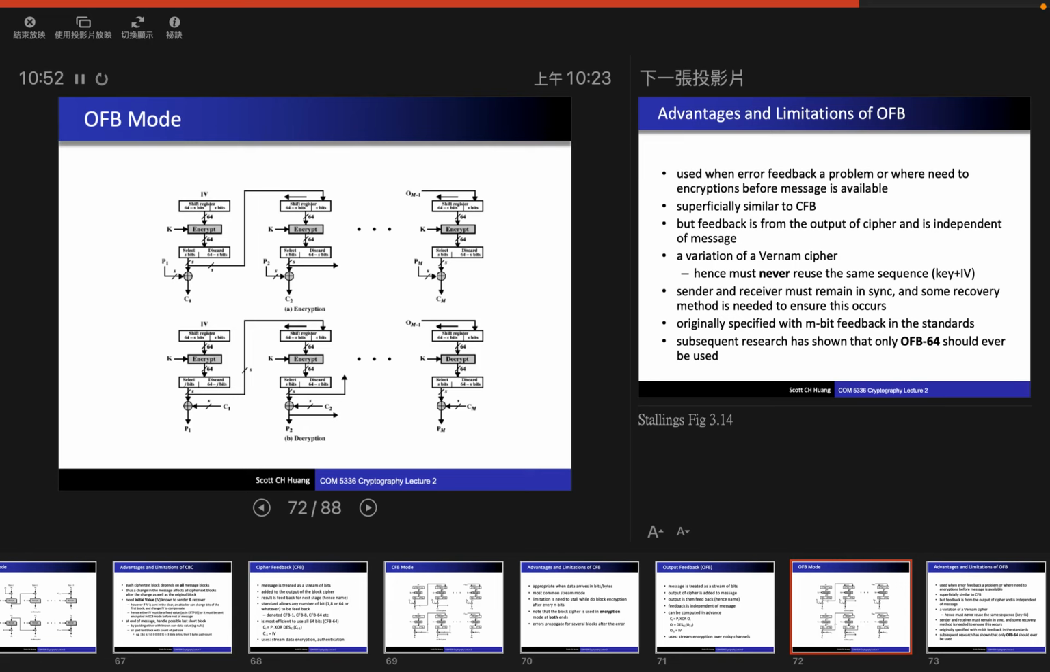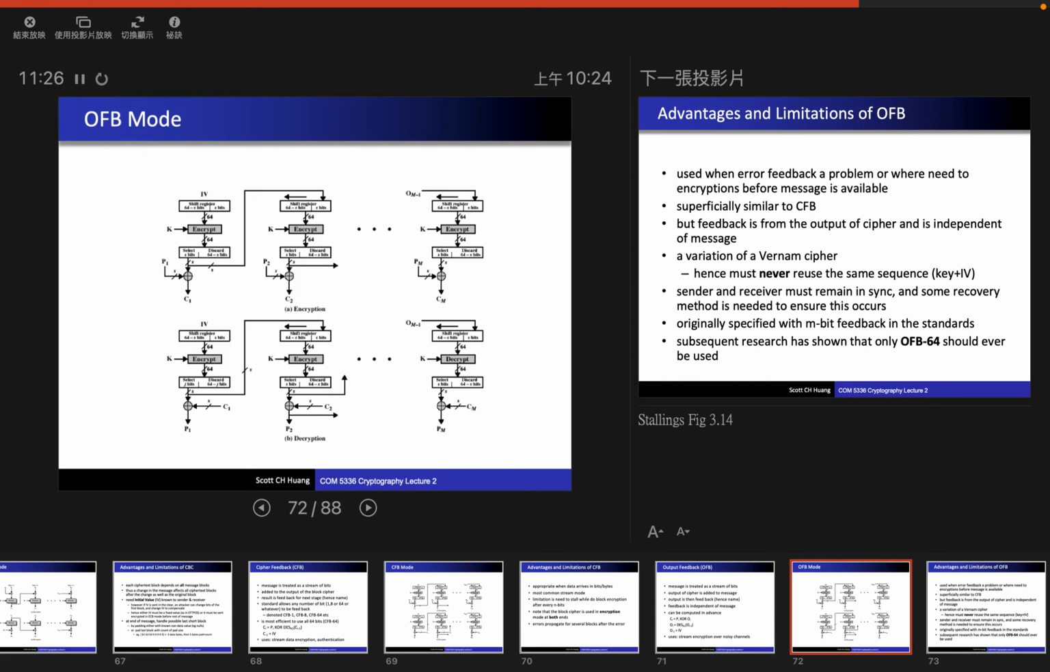It's really significant. The main significance is that you actually don't need the plain text to do this calculation. You don't need the plain text, right? Let's say you don't have this P. Can you do these calculations? No problem. So this calculation can be done before your plain text comes in.